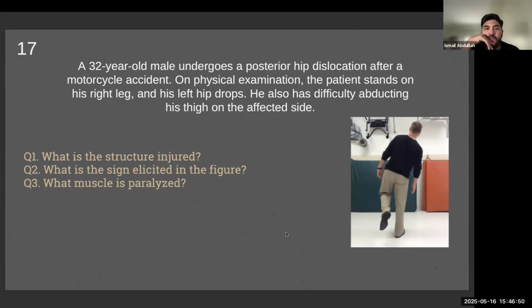Okay. And what is the sign elicited in the figure? That's the Trendelenburg sign. Yes, Trendelenburg sign. And what muscles are paralyzed? Gluteus medius and minimus. Yep, nice.